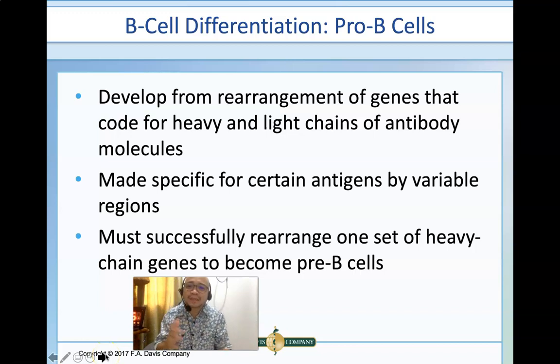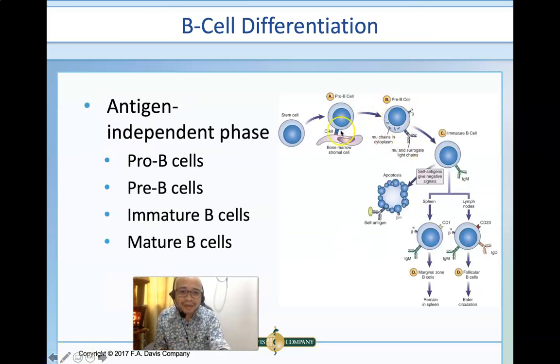Okay, so again, as what I've mentioned before, pro B cells develop from rearrangement of genes that code for heavy and light chains of antibody molecules. And the reason why pro B cells are made is because it is made specific for certain antigens by the variable region. Okay, so the pro B cells must successfully rearrange one set of heavy chain genes in order for them to become pre-B cells. So as seen here, one set of heavy chain genes in order for them to become pre-B cells.